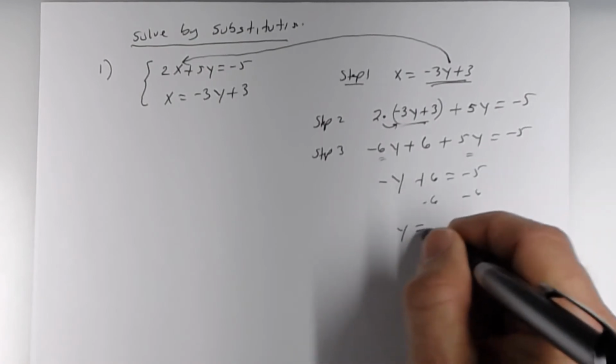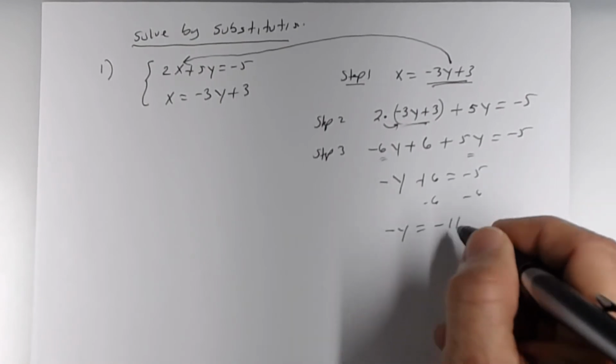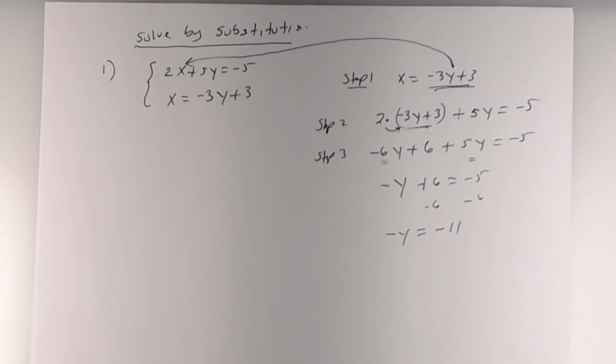So I get negative y equals negative 11. Now that's where some of you are going to mess up, because you're going to say, my y value is negative 11. Your y value is not negative 11. The opposite of y is negative 11, so it's y equals positive 11. You've got to remember that negative y means negative 1y.